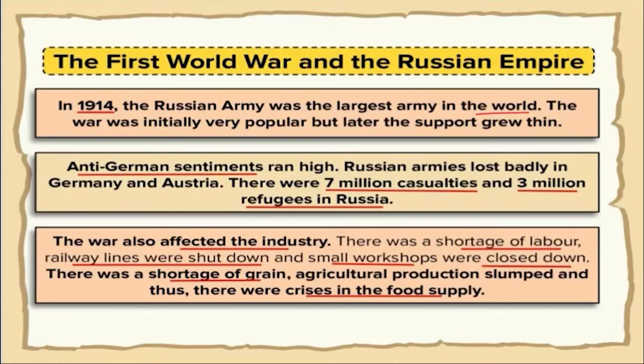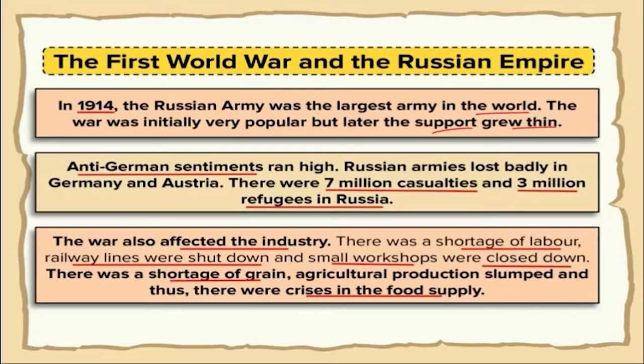The war was initially very popular, but later support grew thin. At the start of the World War it was very popular, but later on the support kept going down. Anti-German sentiments ran high. Russian armies lost badly in Germany and Austria. When they were fighting in Germany and Austria, they lost very badly.